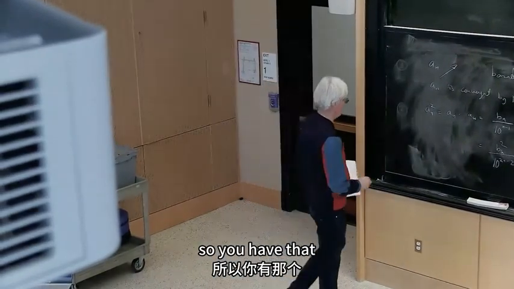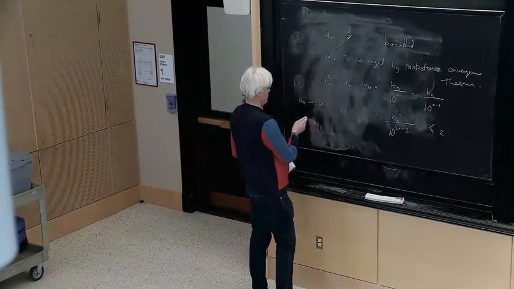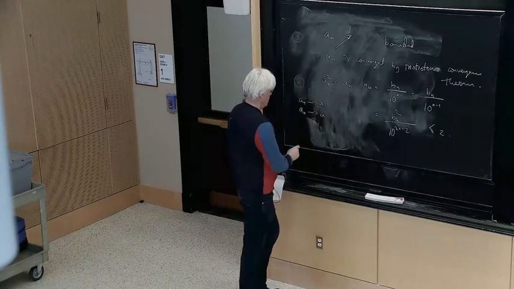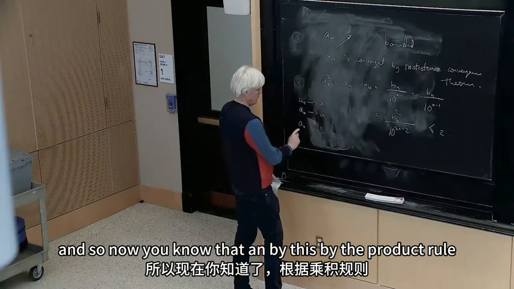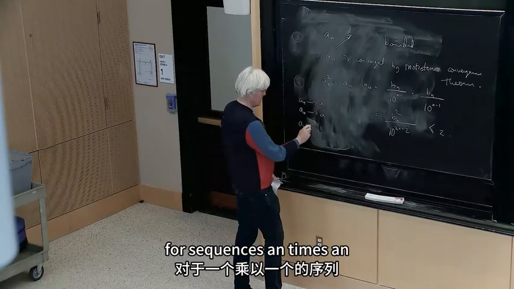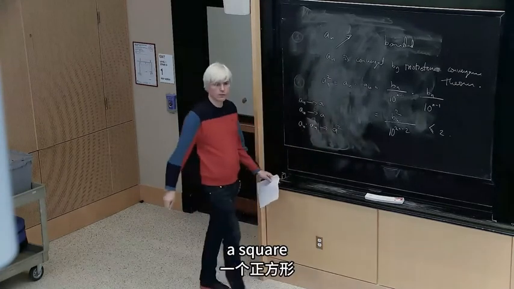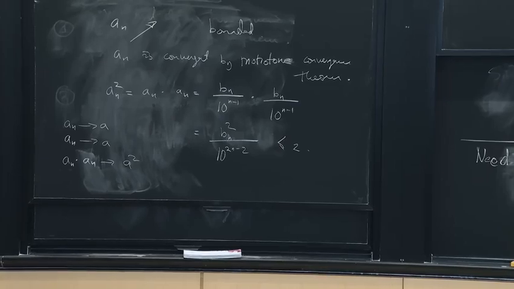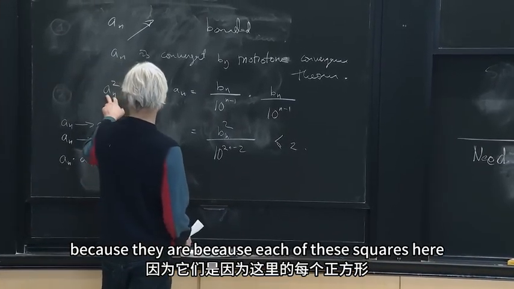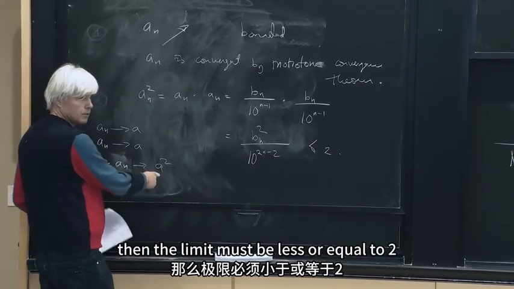So you have that an converges to a, and if you want to think about it, you think about this sequence again. And so now you know, by the product rule for sequences, an times an, the sequence times itself, is converging to a squared, right? And because each of these squares here is less or equal to 2, the limit must be less or equal to 2.